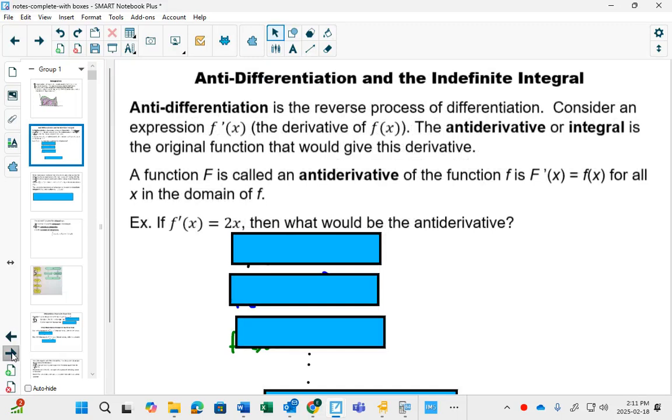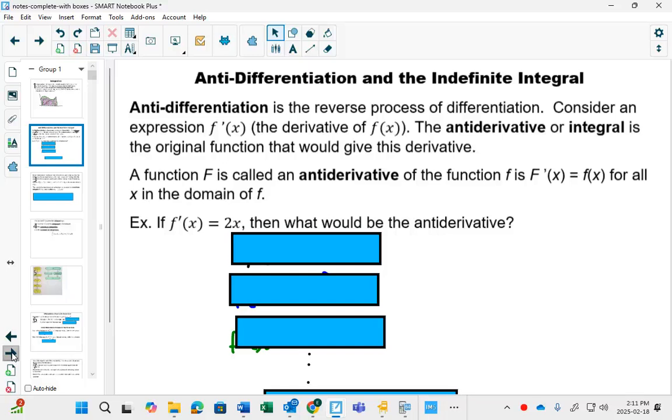So first, we talk about anti-differentiation. This is not people opposed to differentiation that have like strikes and things like that. It just means the opposite or reverse process of differentiation. So if you have a derivative, the antiderivative or integral is what the original function was.